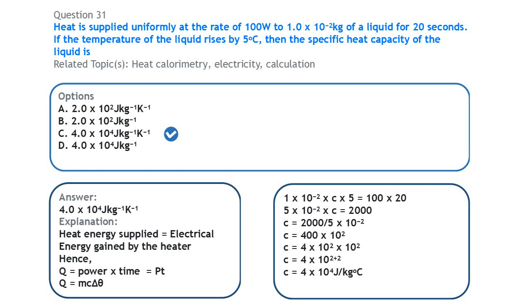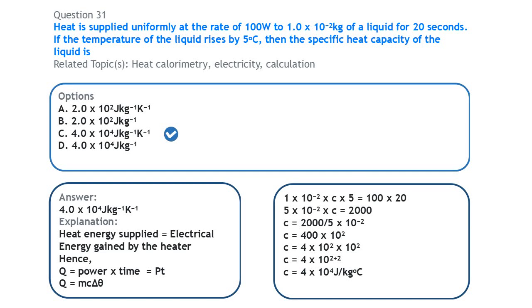That is, you can say that MC delta theta is equal to PT. Now your mass M, from the question, is 1.0 times 10 raised to the power minus 2 kilogram. So we are going to substitute that here, then times the specific heat capacity C, then times the change in temperature. If you look at the question, it says the temperature of the liquid rises by 5 degrees Celsius, that is, changes by 5 degrees Celsius. So we've been given that change directly. So we have 5. Then this is equal to the power rating of that heater, which is 100, multiplied by the time, which is 20 seconds.